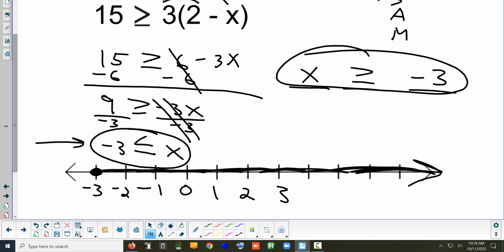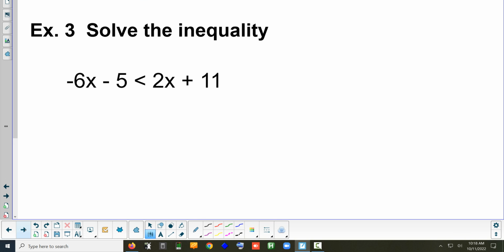Okay, so any question on that one? A little harder than the first one because it had the distributive property. Any question? All right, let's try this one. I'll give you guys a second to actually try it.